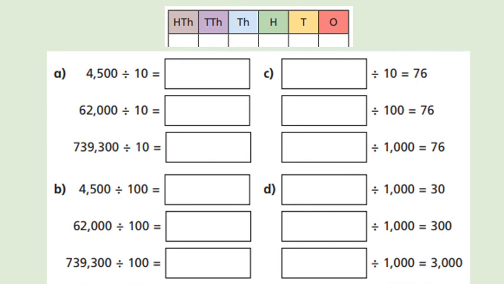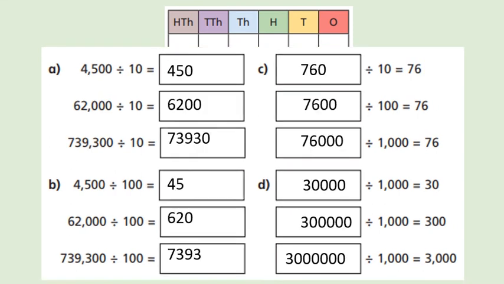Well done. Let's go through the answers. 4,500 divided by 10 equals 415. 62,000 divided by 10 is 6,200. 739,300 divided by 10 is 73,930.